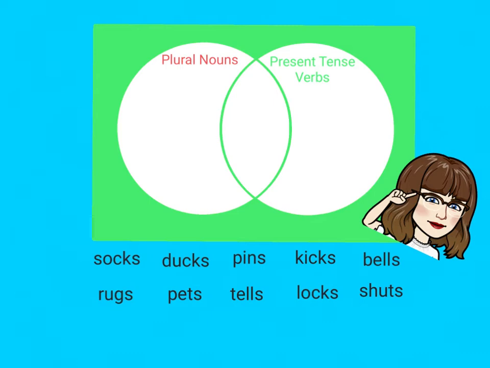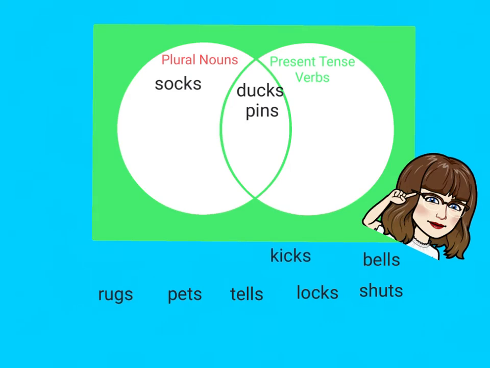You can grab a piece of paper and try this on your own, and then hit play to check your work. The first word is socks. Socks is a plural noun. Next is ducks. Remember, ducks could be both. Pins could also be both. Kicks is a present tense verb. The word bells is a plural noun. Rugs is also a plural noun.